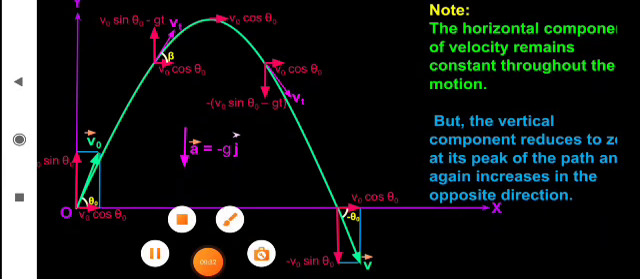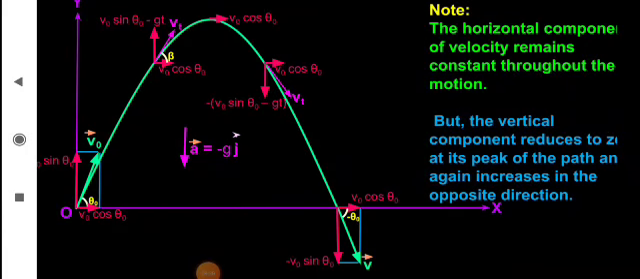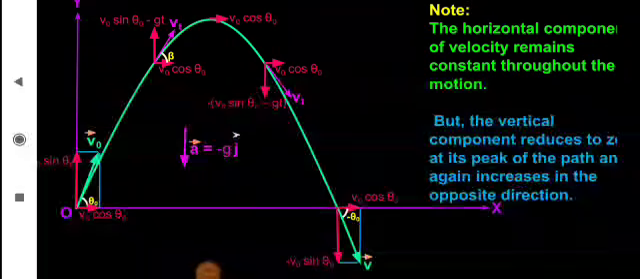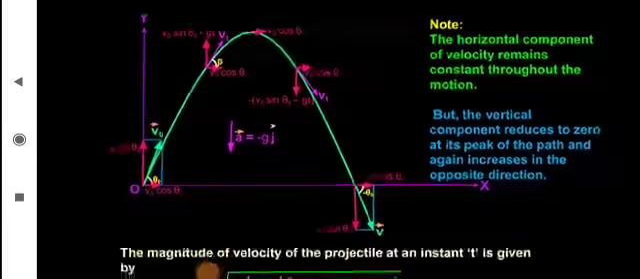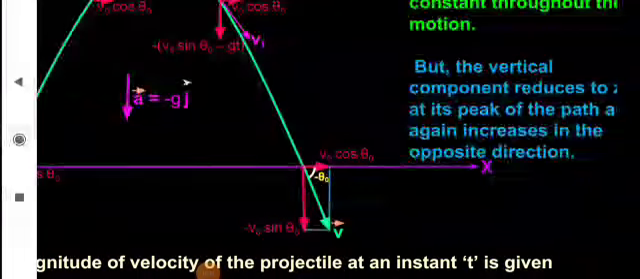and minus gt, v naught cos theta. Similarly the component will decrease, so minus v naught sin theta naught and v naught cos theta naught. The horizontal component of velocity remains constant throughout the motion, but the vertical component reduces to 0 at the peak of the path, and again it increases in the opposite direction.